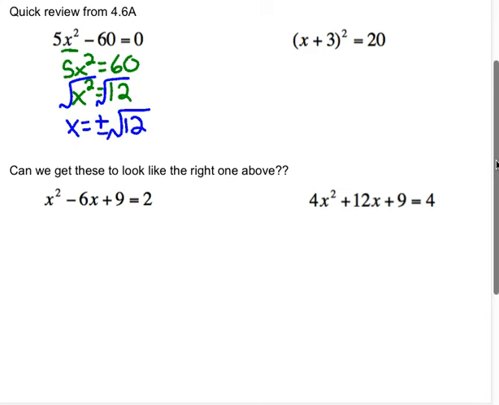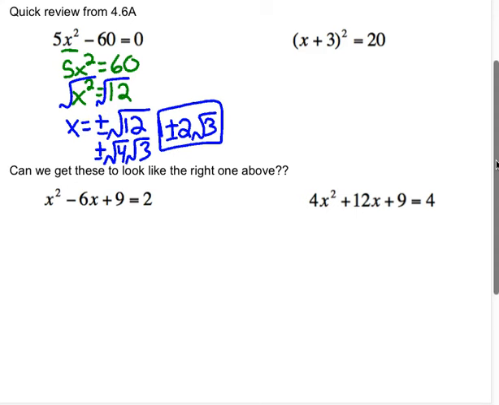Now 12 does not have a nice square root. However, if we're searching through those perfect squares to see which one breaks it up, this can actually break up into 4 and 3. And again, the reason I would do that is because the square root of 4 is the number 2. So I could write it just like that. That is how I would expect you to write your answer. So again, the two key things: remember the plus or minus, and remember to simplify when possible.